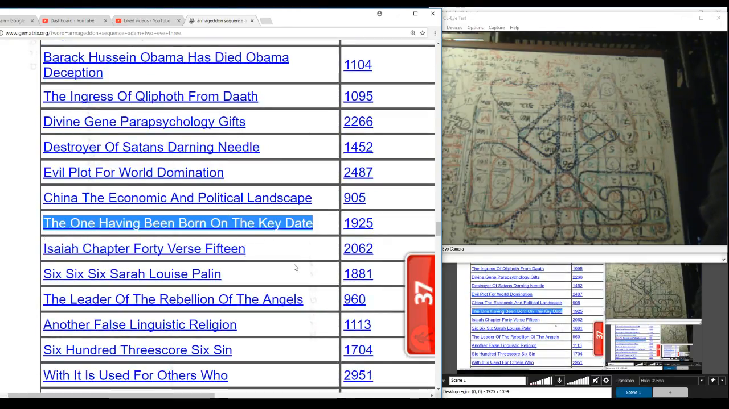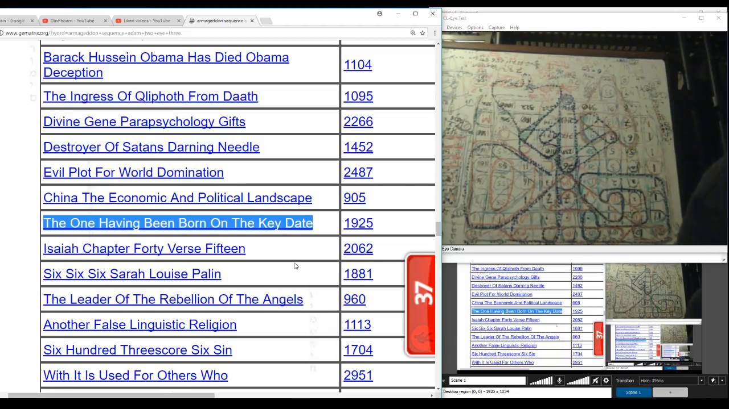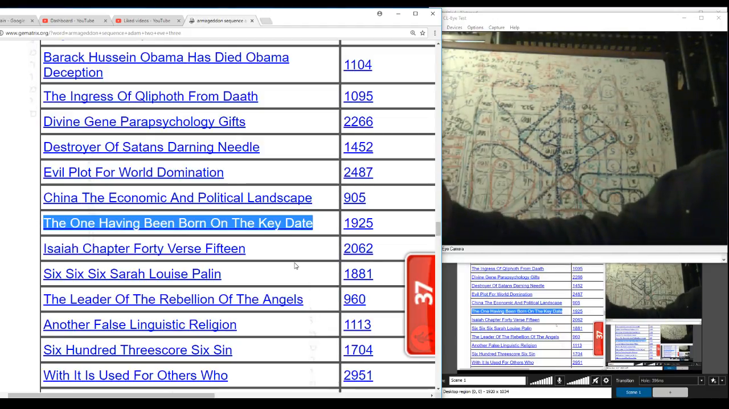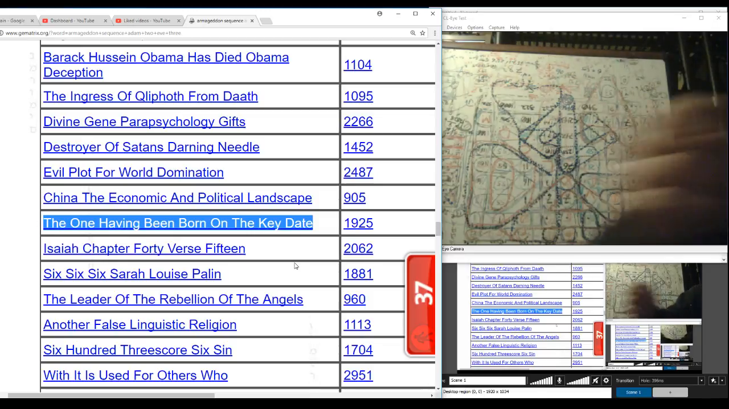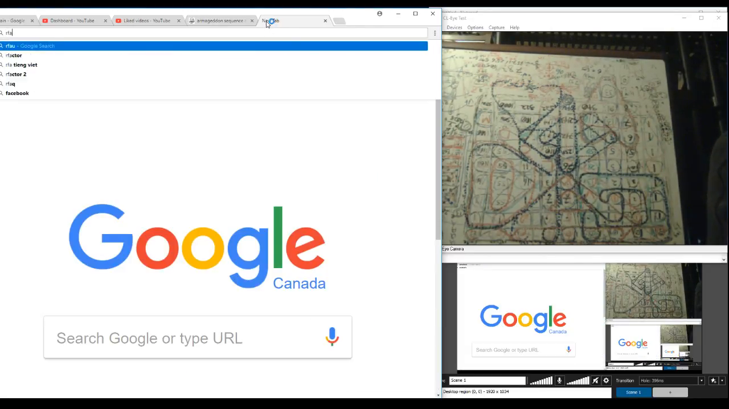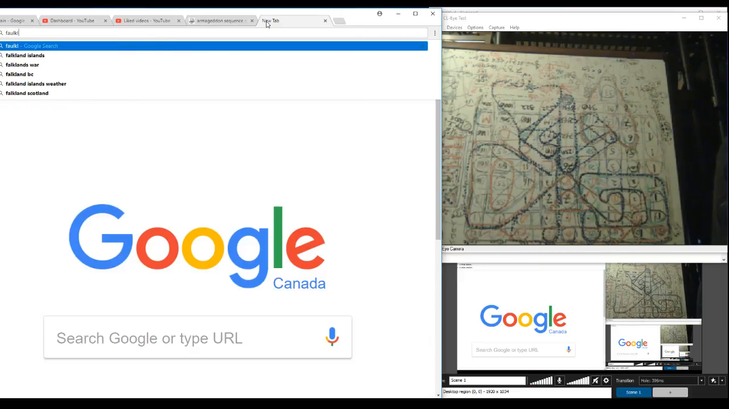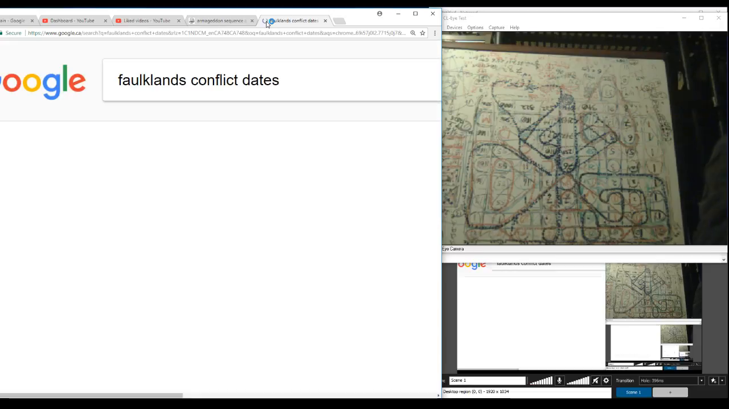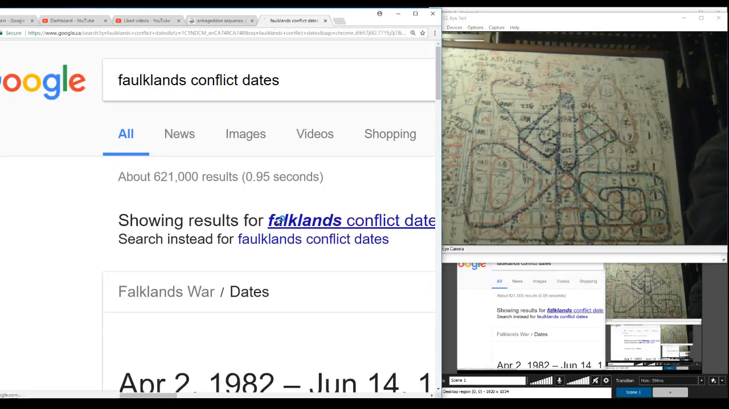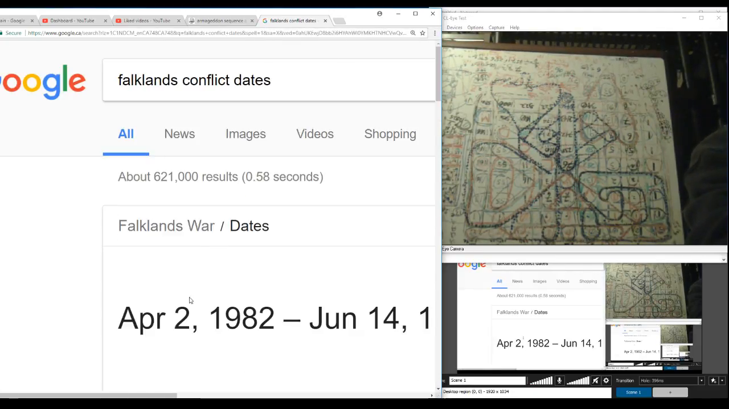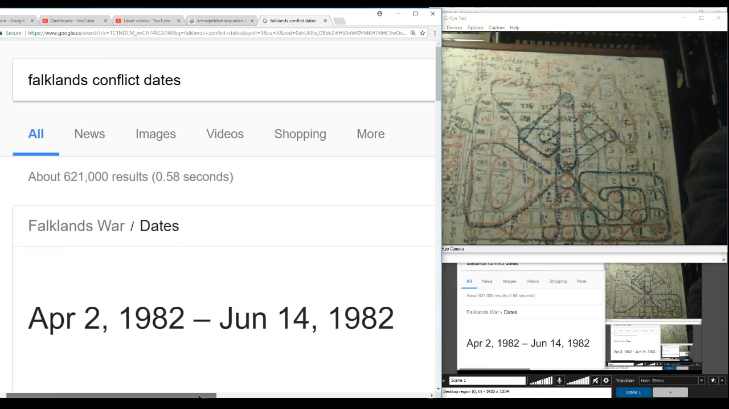The one having been born on the key date. What is so special about May 10th, 1982, guy? You know, the fog, F-A-U-L-K, Falklands conflict dates. Yeah, that one. Interesting.